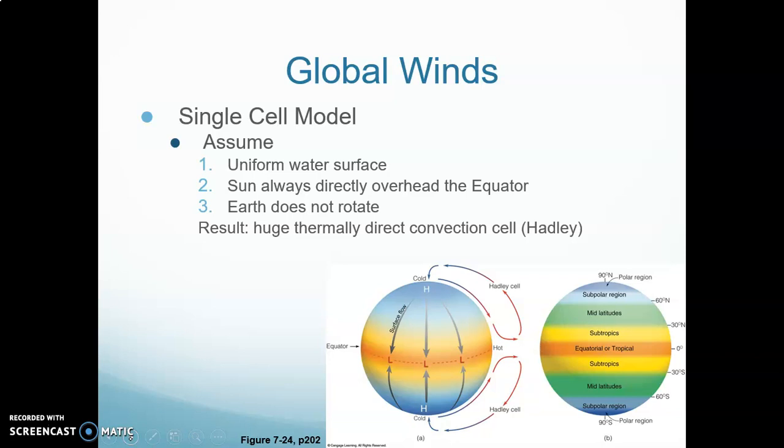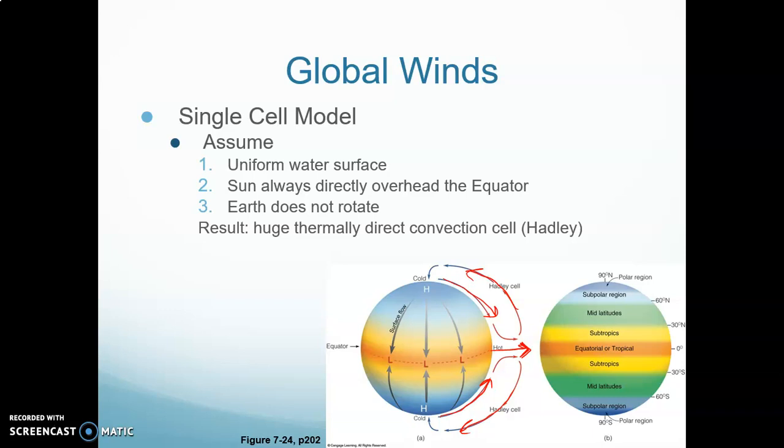Now, when we make these assumptions, what we find is that we end up having heating right over the equator with rising motion. And then when that air rises, it then pushes towards the poles, so the hot air is being pushed towards the poles. Then you have sinking motion over the poles, bringing the cold air back towards the equator. And so you have a great big thermal circulation. This is what we call a Hadley cell.